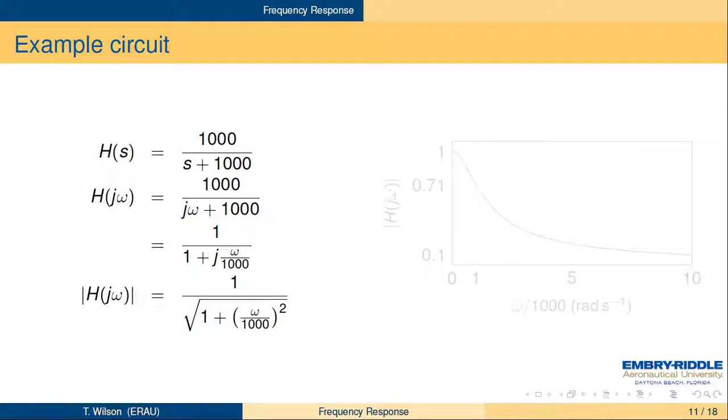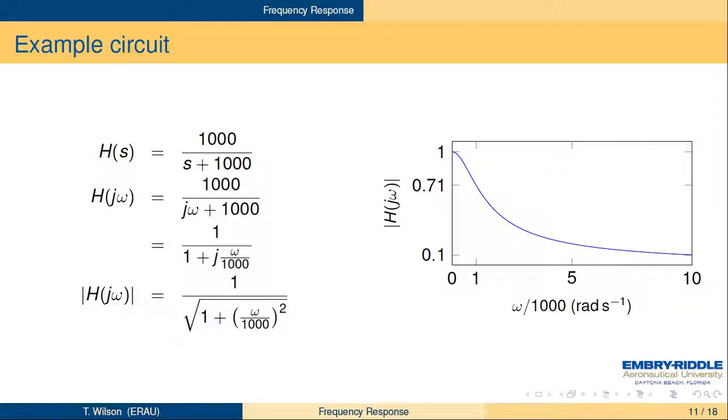So the magnitude of H of j omega is 1 over the square root of the real part squared plus the imaginary part squared in the denominator. So that's 1 over the square root of 1 plus quantity omega over 1,000, all squared. And we can plot this, and here's what it looks like. When omega is very small, we get a gain that's close to 1. When omega is 1,000, we get a gain of about 0.707. Exactly 0.707. And as omega gets bigger, we see it roll off and keep rolling off.